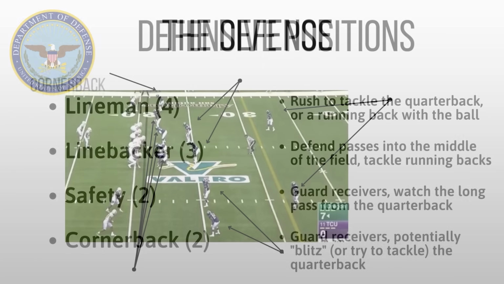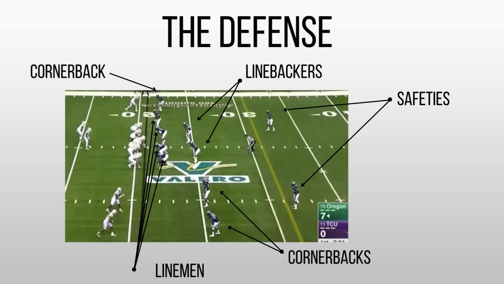Here's a pretty simple diagram of the defense. You can see the linemen are all lined up right against the offensive linemen, trying to get to the quarterback. You can see a cornerback at the top of the screen, watching that wide receiver. The linebackers, again, are surveying the middle of the field, ready to follow wherever the ball goes. The safeties at the back of the field are also ready to guard any receivers that the cornerbacks can't pick up, especially if they go and rush the quarterback.